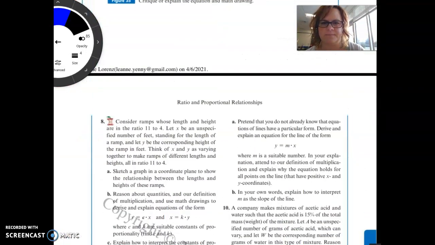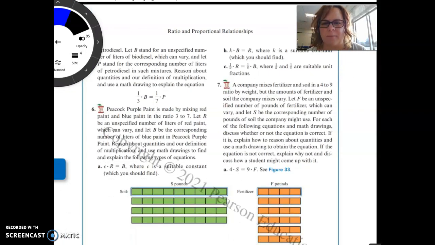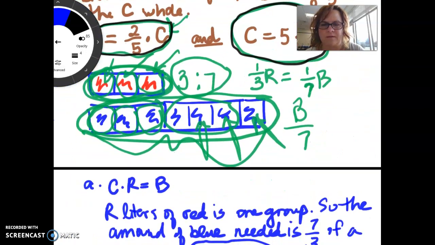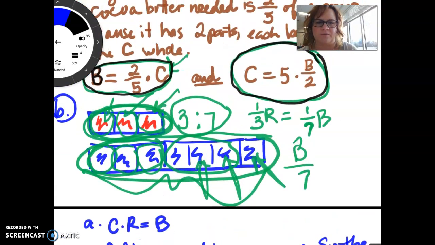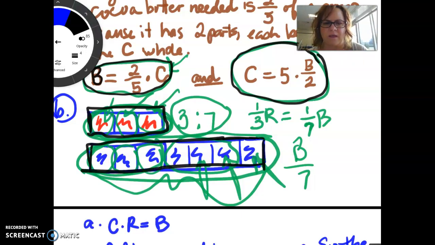All right, number 6. Number 6 is asking us to really think about paint colors. And again, it's similar to the last problem. Peacock purple paint is made by mixing red and blue in the ratio of 3 to 7. And so we have this strip diagram in the ratio of 3 to 7. And just like in the chocolate problem, we have an unspecified amount of red and blue paint. And so what we're going to do is think about how we can reason through this.